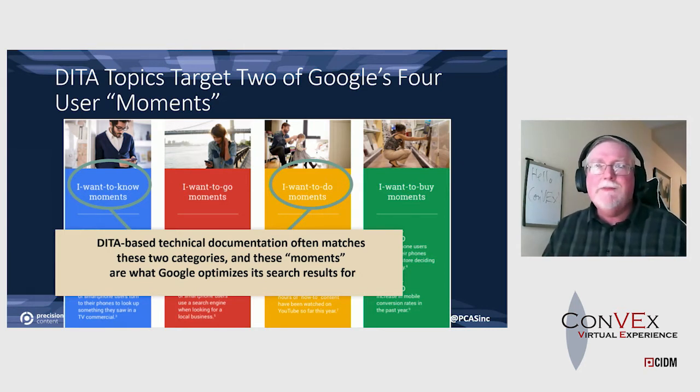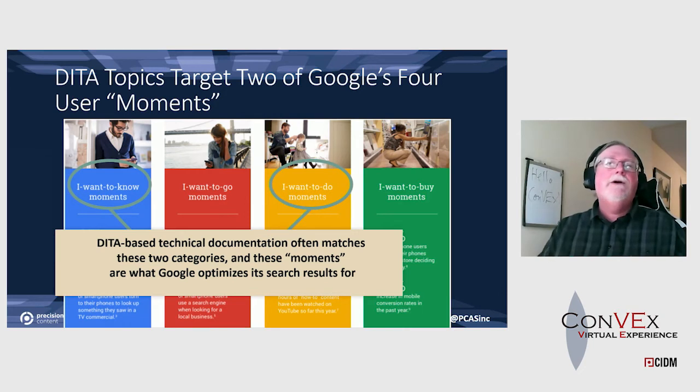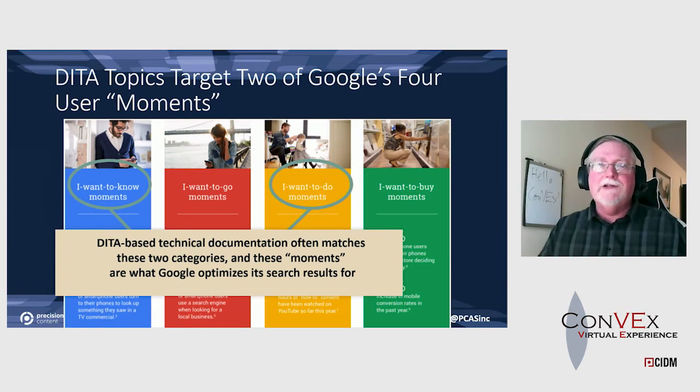And these 2 Google moments adapt well to the types of content technical communicators provide who are using DITA. And by the way, I want to give credit to Joe Perriman, who first noticed this relationship. So I'm borrowing this idea, but I do credit him. Given all of this, is it any wonder that DITA-based technical documentation can dominate search engine results?